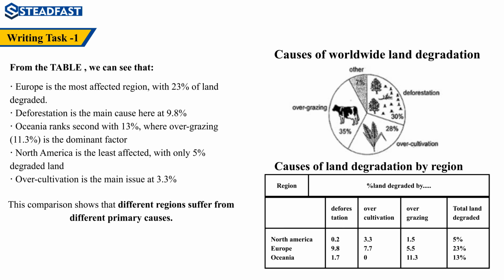Next. From the table, we can see that Europe is the most affected region, with 23% of land degraded. Deforestation is the main cause here at 9.8%. Oceania ranks second with 13%, where overgrazing, 11.3%, is the dominant factor. North America is the least affected, with only 5% degraded land. Overcultivation is the main issue at 3.3%. This comparison shows that different regions suffer from different primary causes.